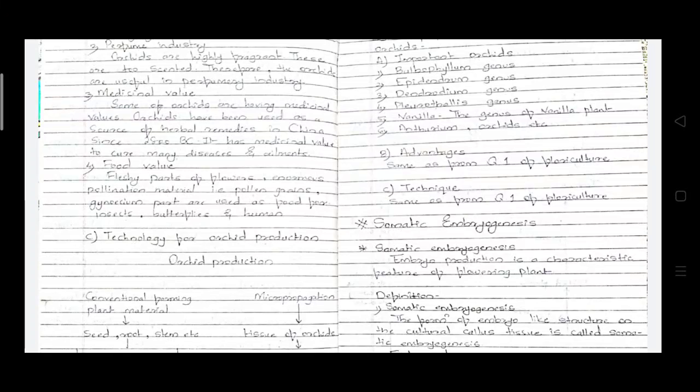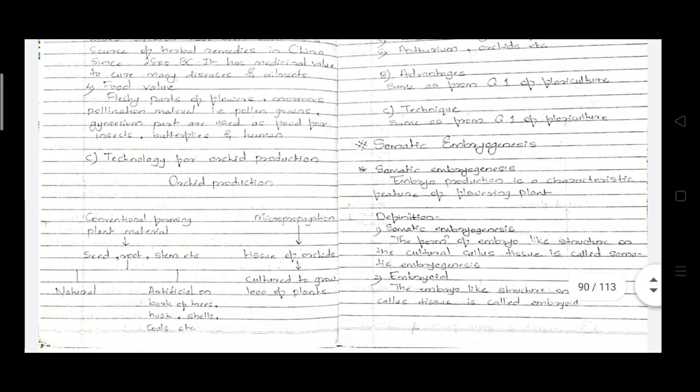Somatic embryogenesis is nothing but the formation of embryo-like structures on the cultured callus tissue. That means from the callus there is the formation of an embryo, and this process is called somatic embryogenesis. The embryo-like structure on the cultured callus tissue is called an embryoid.